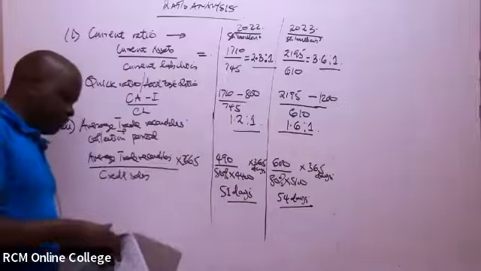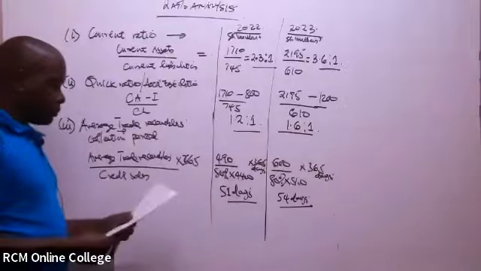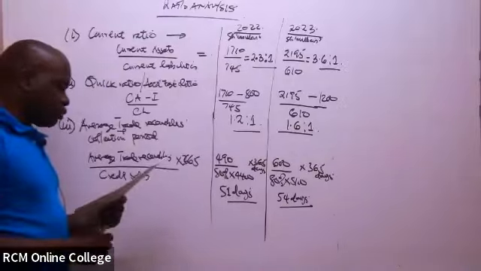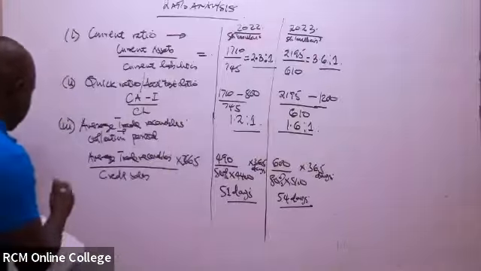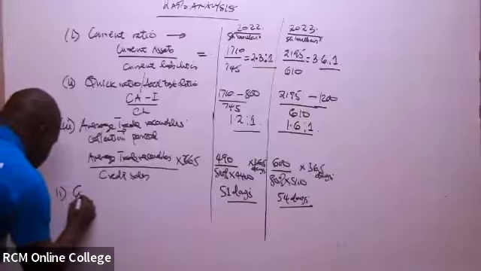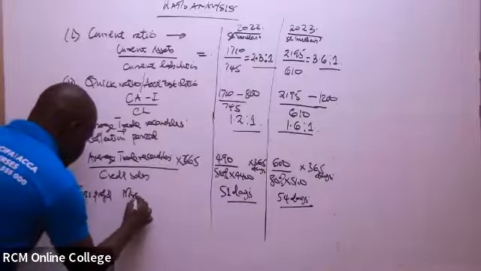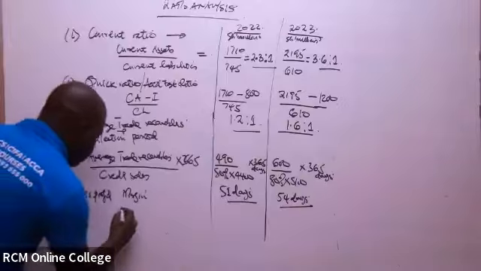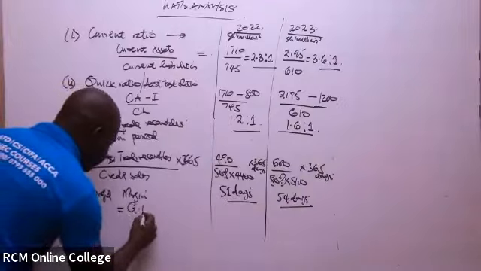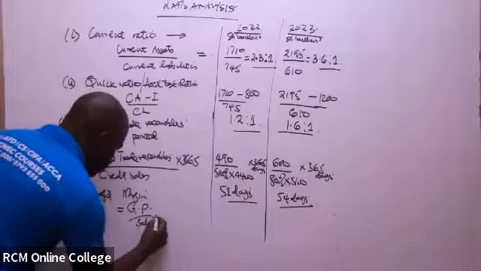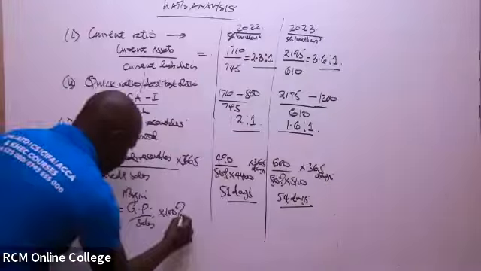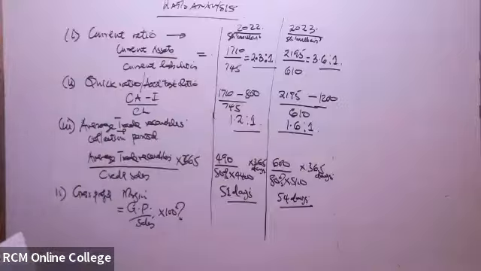Then the next one you've been called upon to compute is the gross profit margin. That one is very simple. For gross profit margin, you take the gross profit over sales, and multiply by 100%. Let's assume you are told net profit margin, you take net profit over the sales, multiplied by 100%.